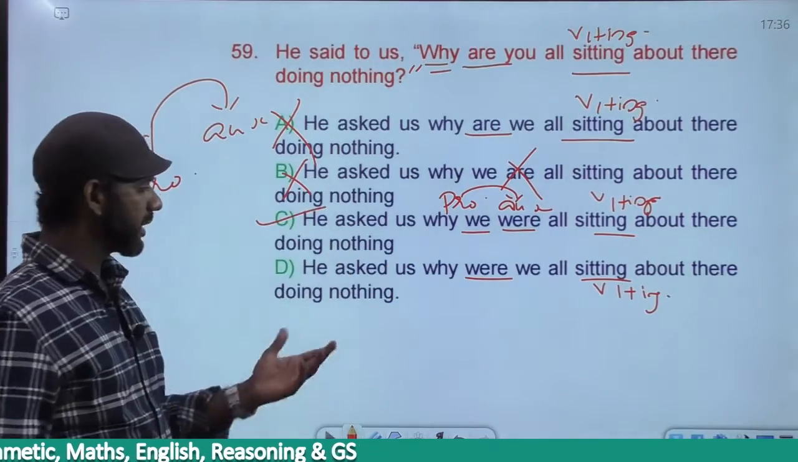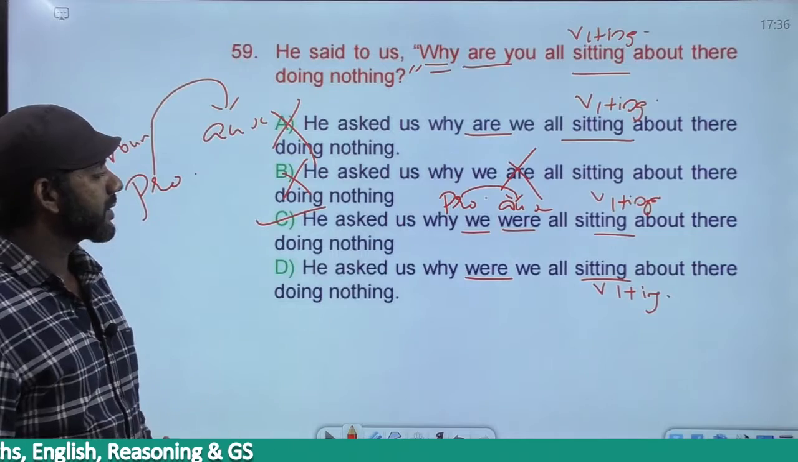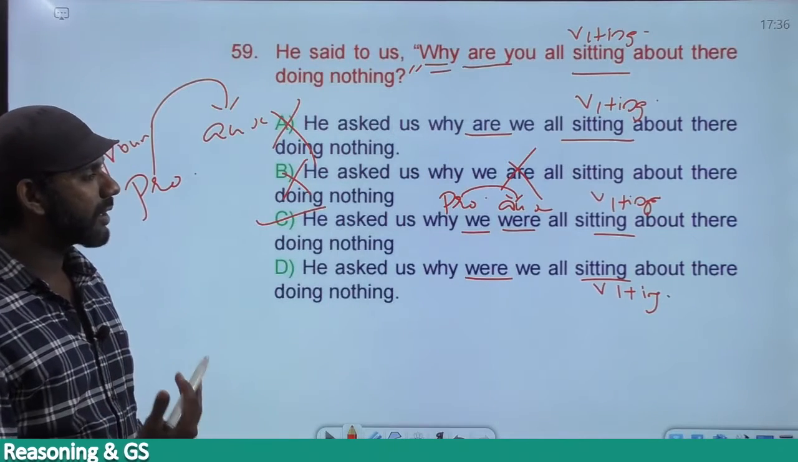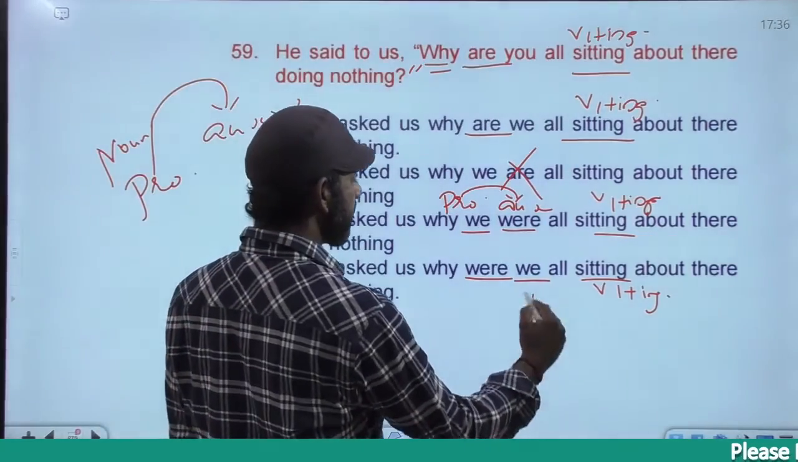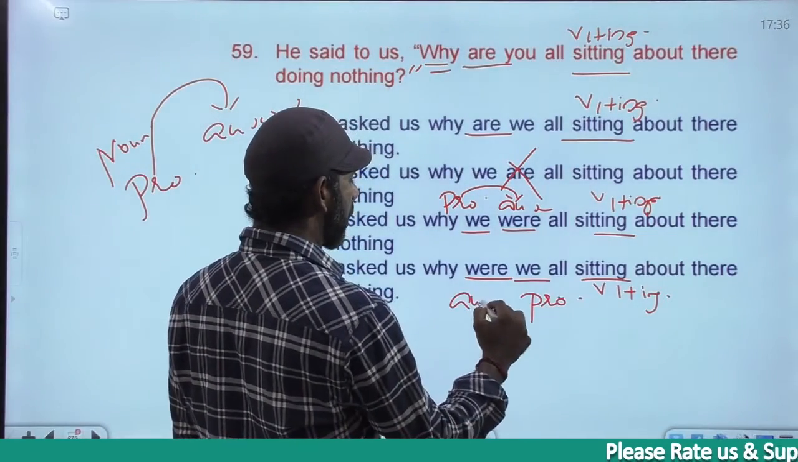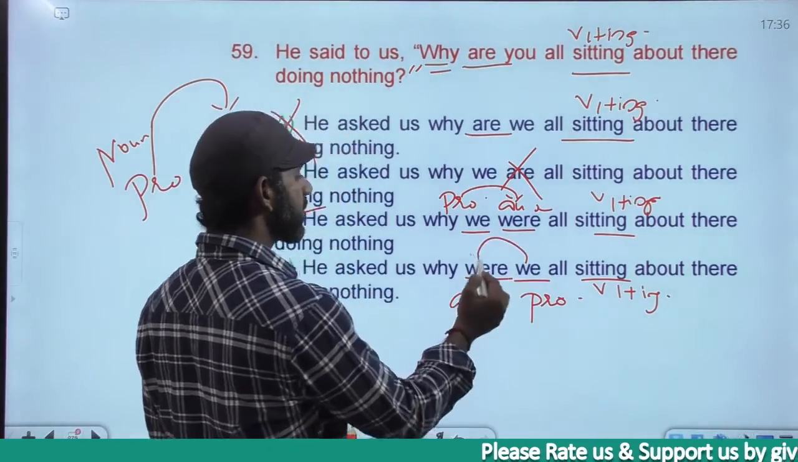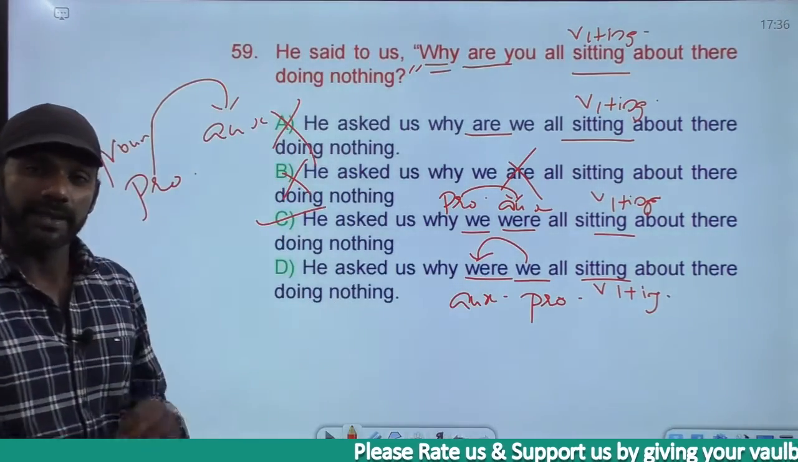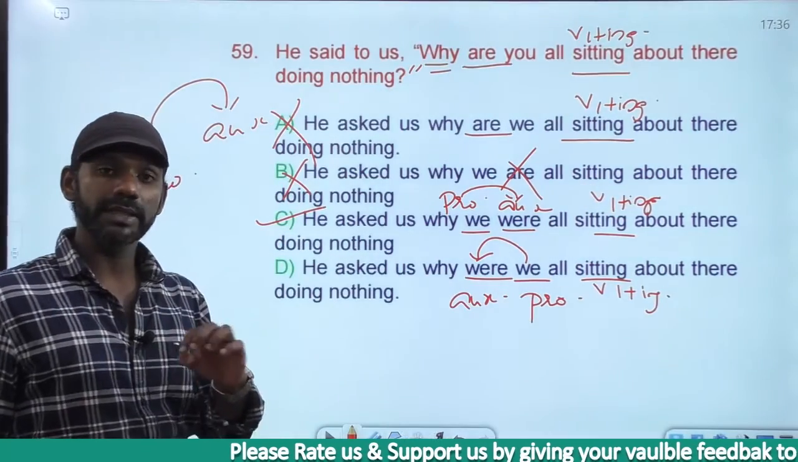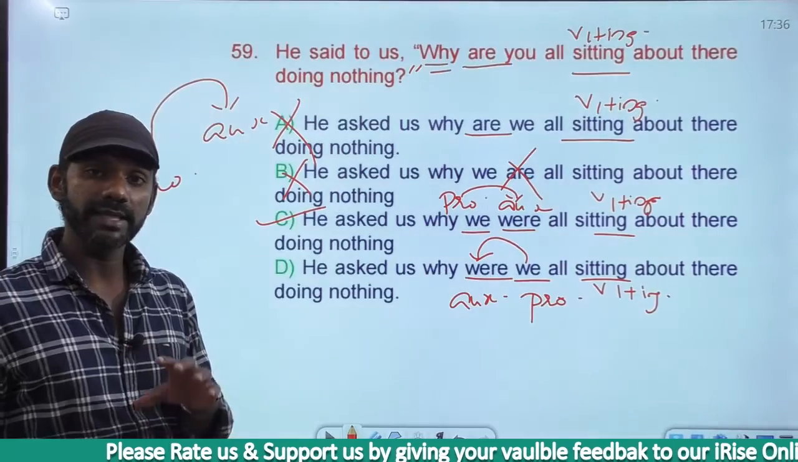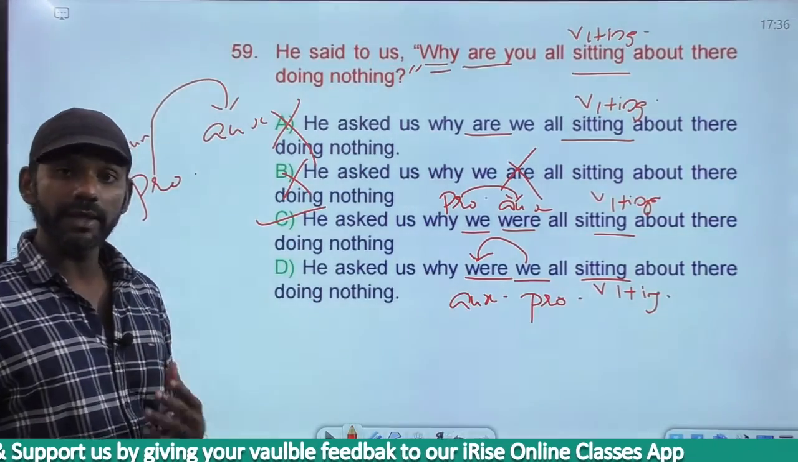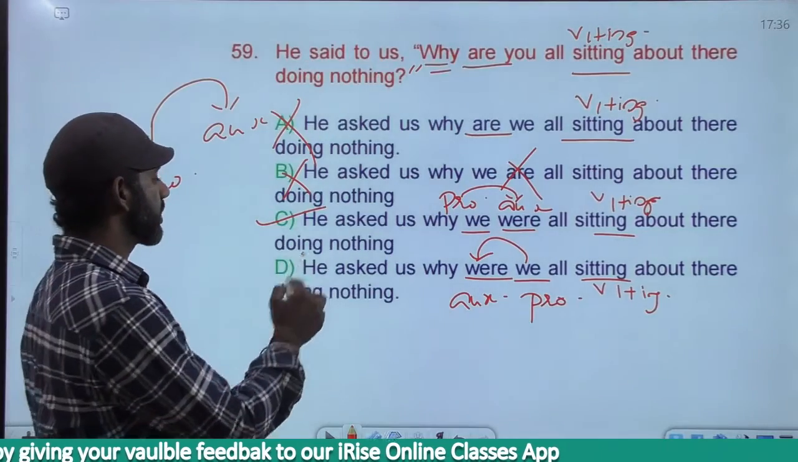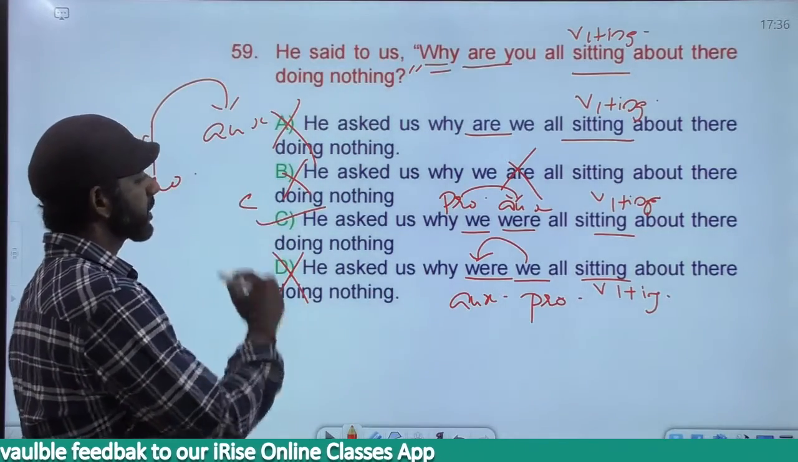C is correct. Leave. Come to D. He asked us why were we all sitting about there doing nothing. The pronoun here is we. Were is the auxiliary verb here. The auxiliary verb is coming before the pronoun. The auxiliary verb can come before the noun or pronoun only if it is an interrogative sentence. A sentence in indirect speech cannot be called an interrogative sentence. Option D is eliminated. The answer must be option C.